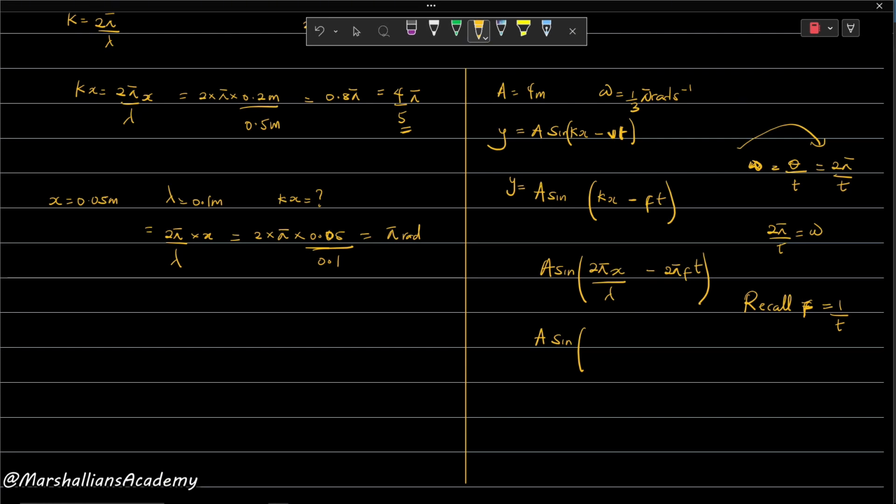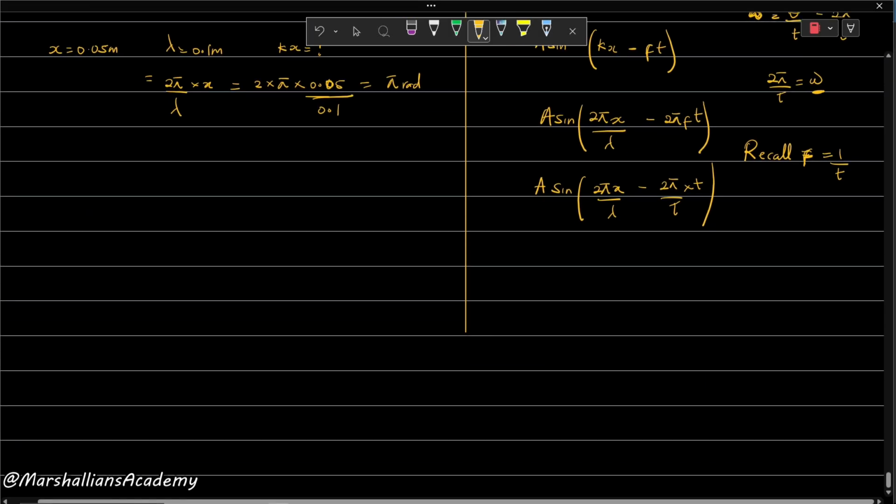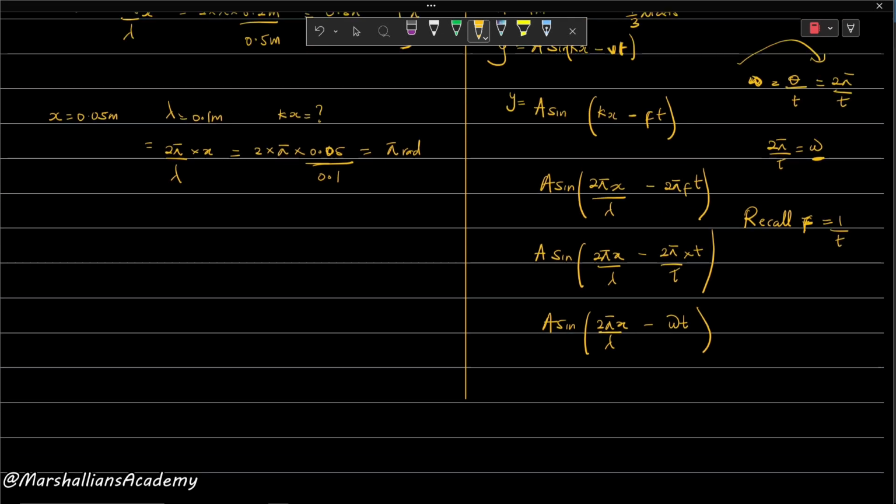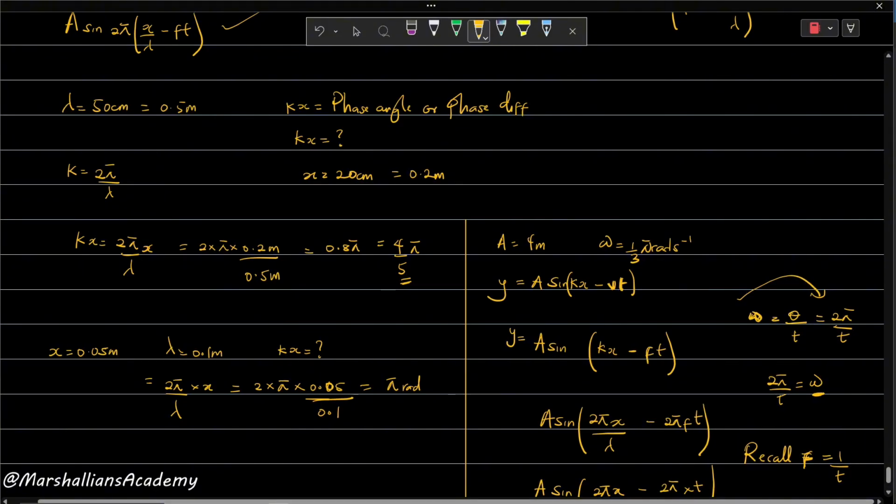So 2 pi x over lambda minus 2 pi over t multiplied by time. Are we together? Now this 2 pi over t is the same thing as saying omega. Have you seen it? So we're going to be having a sine 2 pi x over lambda minus omega t. And this is the formula that allows us to factor in omega into the equation. What were we given? We are given a to be 4.